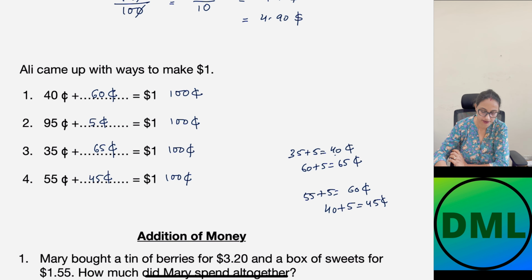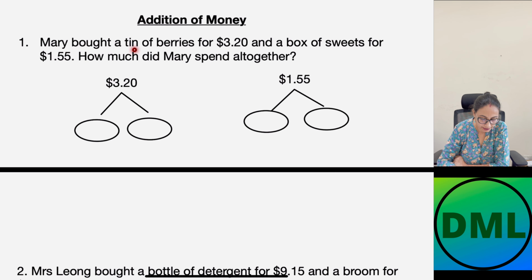Let's see the next question here. Mary bought a tin of berries for $3.20 and a box of sweets for $1.55. How much did Mary spend all together? I need to find out this answer.